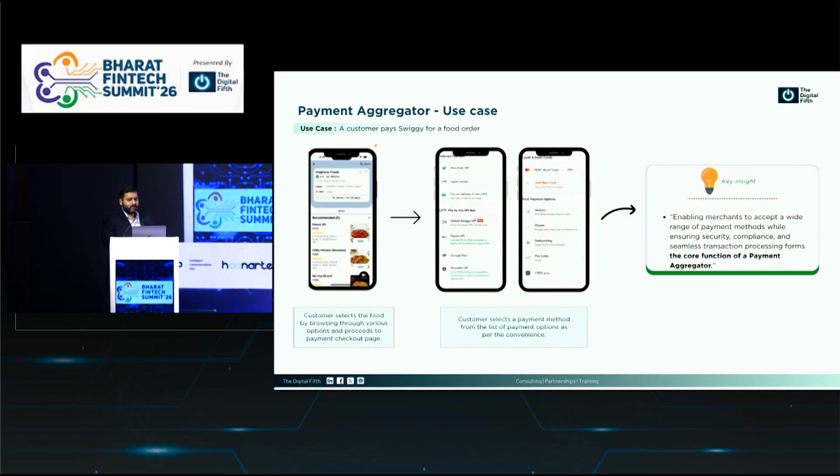So how does it look like? For example, when we go to Swiggy to order food, you would typically see this payment aggregator being a part of enabling the merchant on the online transaction, giving the options for doing the transactions, multiple payment methods like wallets, UPI, cards as well.